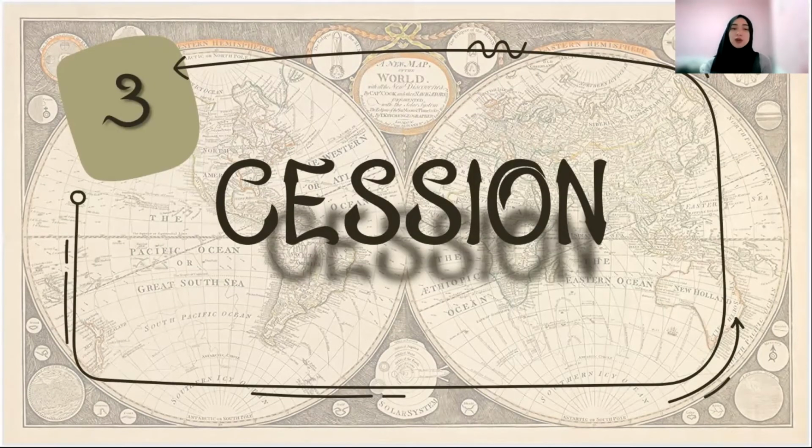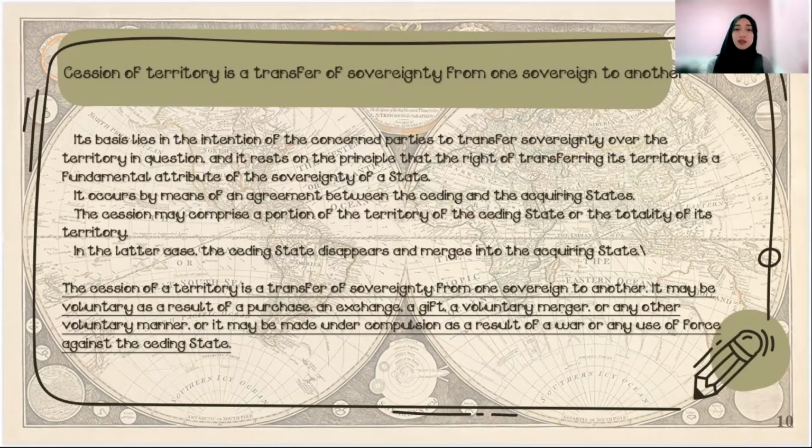The cession of a territory is a transfer of sovereignty from one sovereign to another, and its basis lies on the intention of the concerned parties to transfer sovereignty over the territory in question. And it rests on the principle that the right of transferring its territory is a fundamental attribute of the sovereignty of a state. Now, it may be voluntary as a result of a purchase, an exchange, a gift, a voluntary merger, or any other voluntary manner, or it may be made under compulsion as a result of a war or any use of force against the ceding state.